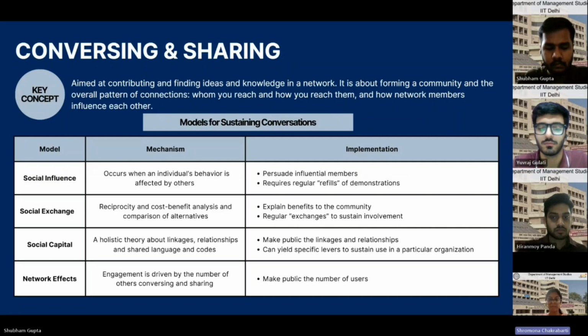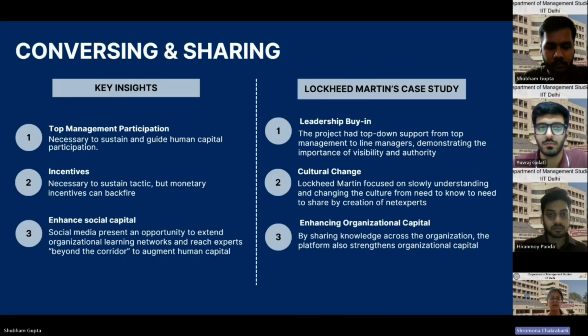The third is social capital, which involves strengthening bonds with visible connections and a holistic theory about linkages and other relationships. The fourth is network effects, which involves growing engagement as more people join in and more knowledge is shared. Moving to the next slide.